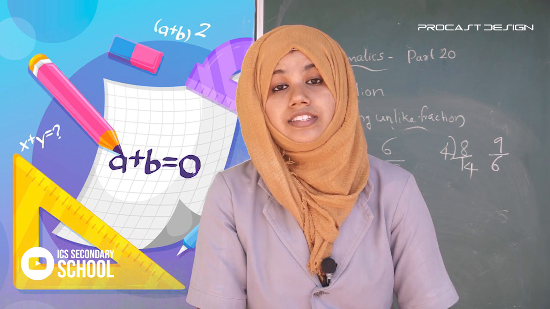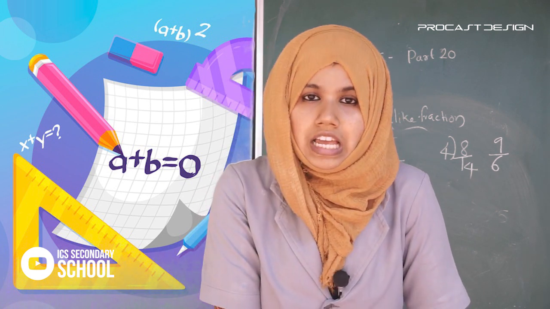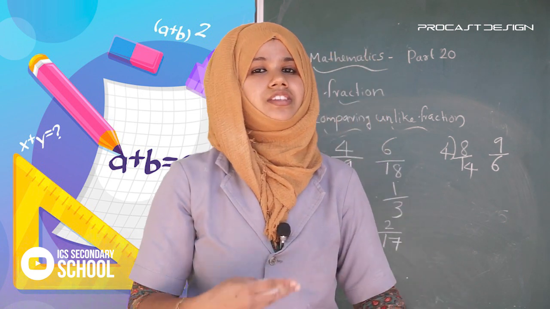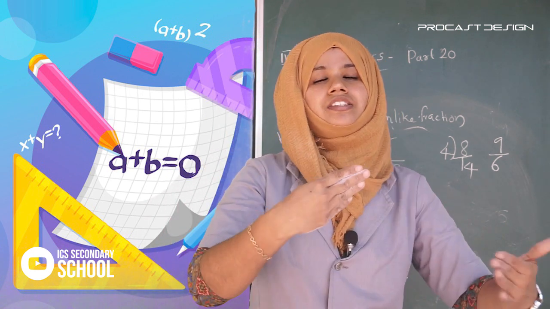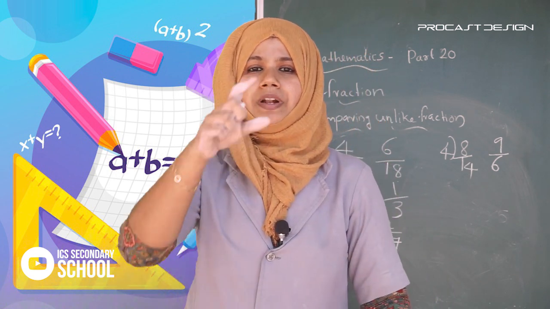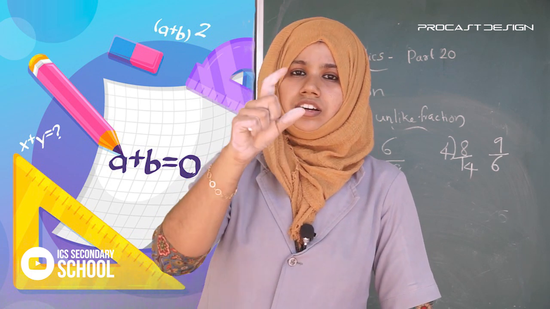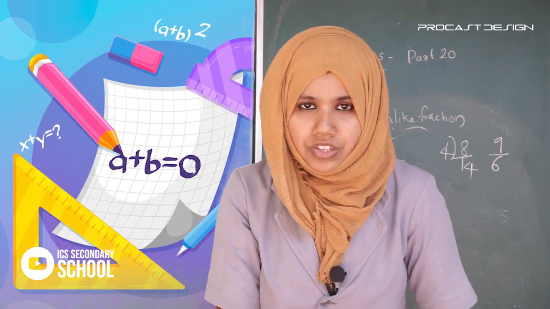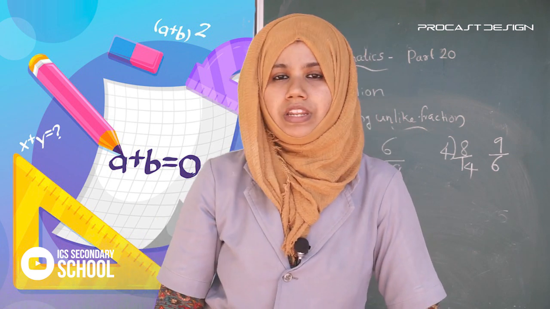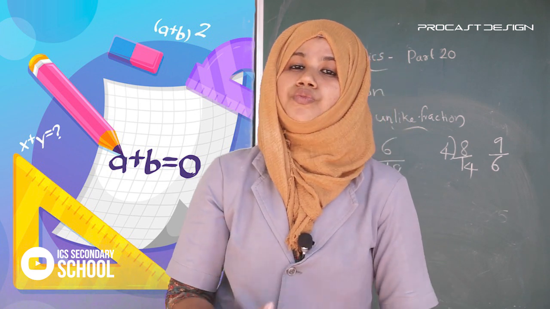Next we learned that like fractions have the same denominator and unlike fractions have different denominators. Then comparison of like and unlike fractions. Like fractions are simple because the greatest numerator gives the greatest fraction. In the case of unlike fractions, find the LCM of the denominators first, then change the denominators into equivalent fractions. So you get which one is correct.